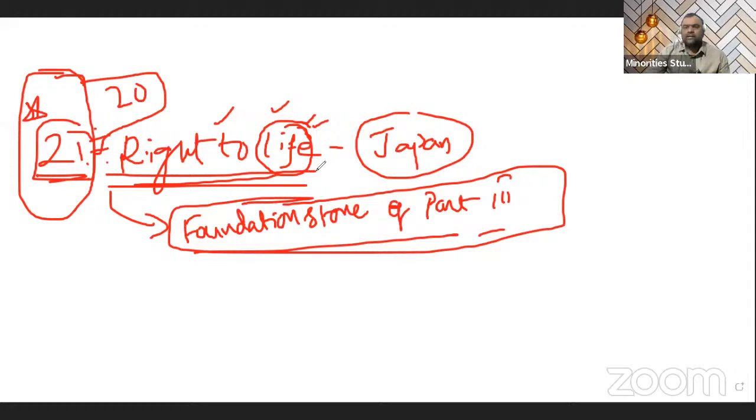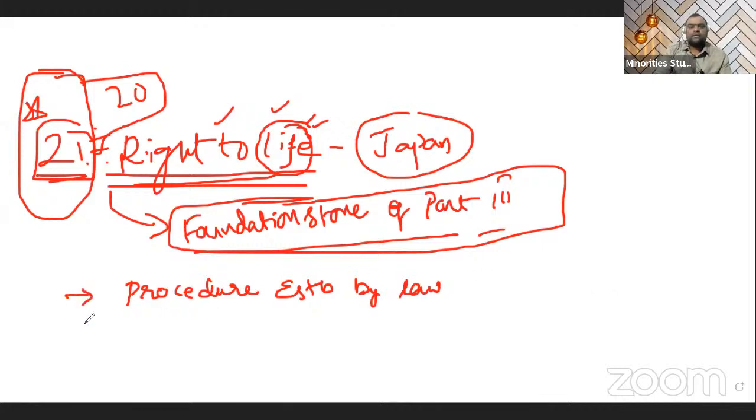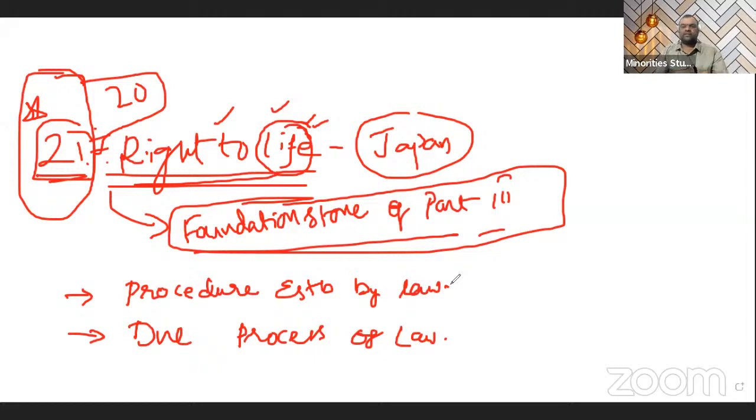In this article, there are two important things to be noted. Number one, I'm going to write on this board. The first one is procedure established by law. Listen carefully. The second one is due process of law. Procedure established by law, and the second one is due process of law.